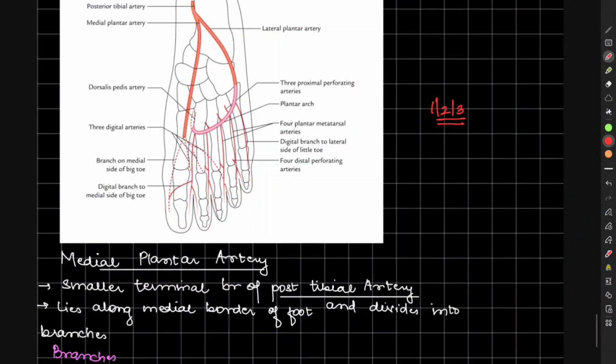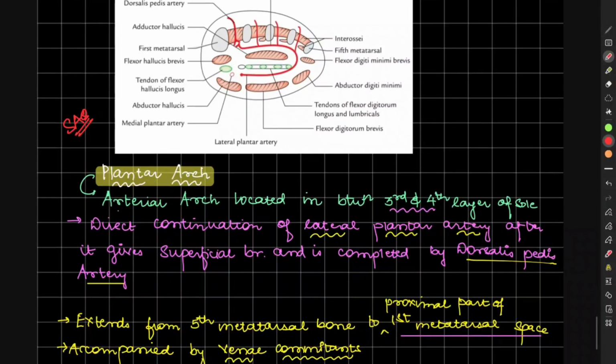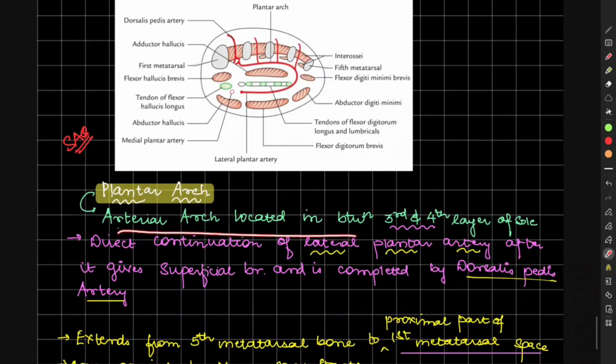I covered the dorsalis pedis artery in previous videos, and you know that the dorsalis pedis artery dips down in the sole at this point, that is between the first and the second metatarsal bone. So the plantar arch, if we see, this is our dorsalis pedis artery and this is the lateral plantar artery. It is an arterial arch located between the third and the fourth layer of the sole.